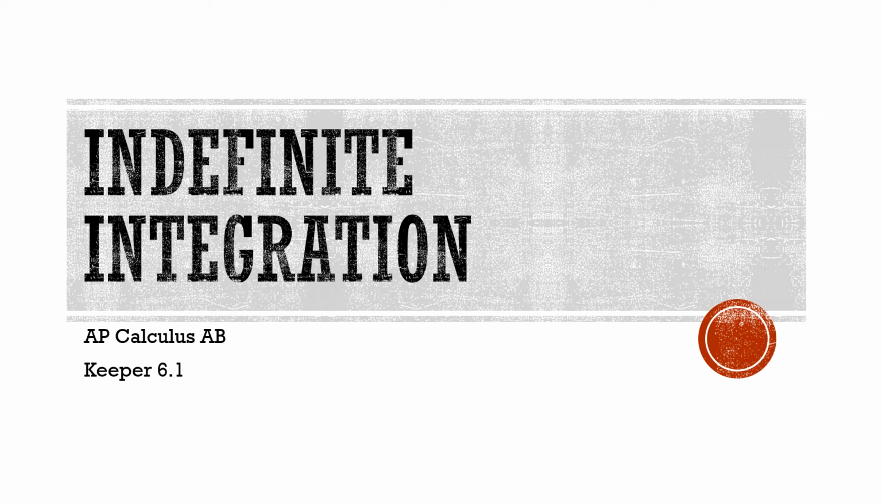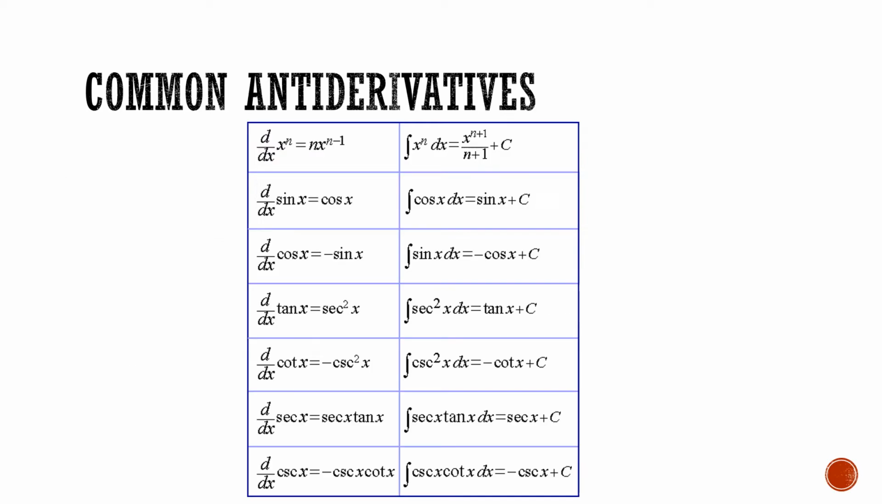Keeper 6.1, Indefinite Integration. All right, so we have some common antiderivatives, and when I say antiderivatives, I'm talking about derivatives, like doing the derivatives backwards. So this first one is the power rule, and if you remember the power rule, we drop the n in front, and we subtract 1 when we take the derivative, but when we do the integral, we do the opposite. So we add 1 to the exponent, and then we divide by that new exponent. So it's n plus 1 as the exponent over n plus 1.